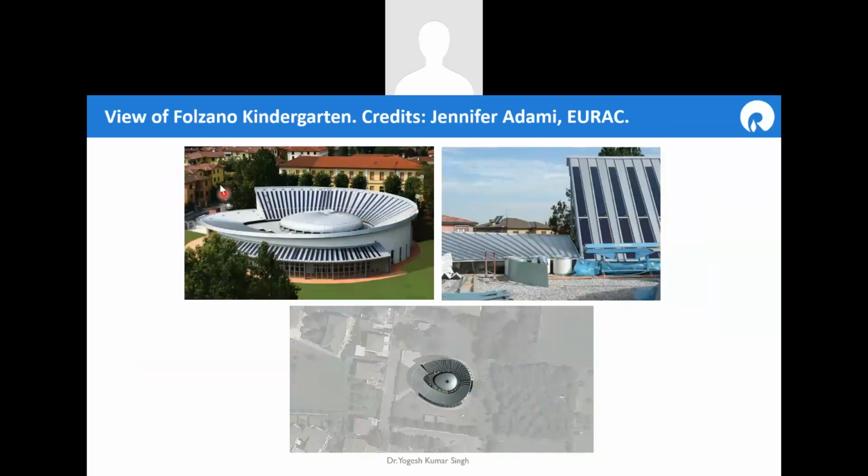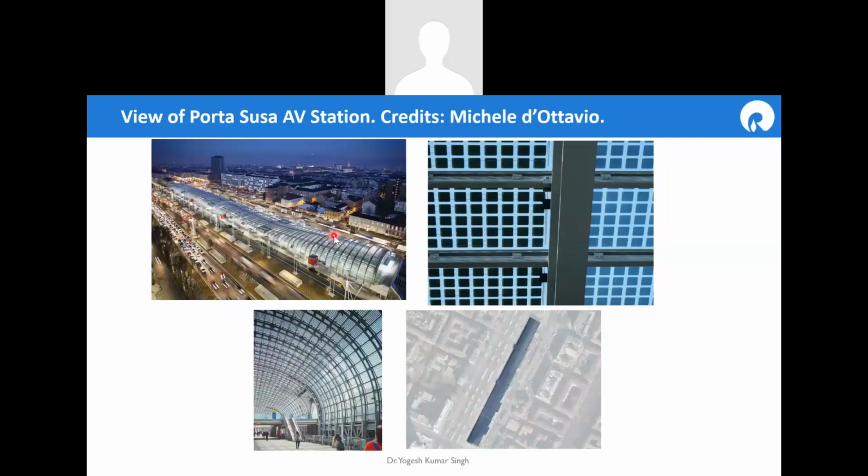Now, this is another one, the Florenzo Kinderstone ground. From here, you can see that the entire roof is made from the BIPV structure. And if you see this particular structure in the top view, it will look like this way. This has also won some award for BIPV architecture, and this is a very fantastic view from that particular location.